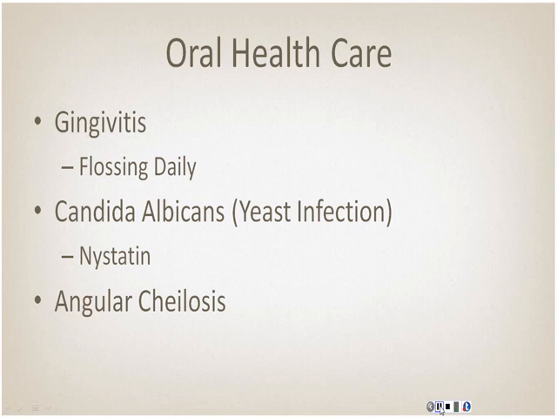Candida albicans is a yeast infection. Nystatin is a common medication that is used to prevent it. These yeast infections can be caused by certain medications or systemic conditions or chemotherapy as well. And then angular cheilosis is red, raw corners of the mouth. And this can be caused by an infection or vitamin deficiencies. Treatment really depends on what the cause is. So it'll just really depend.